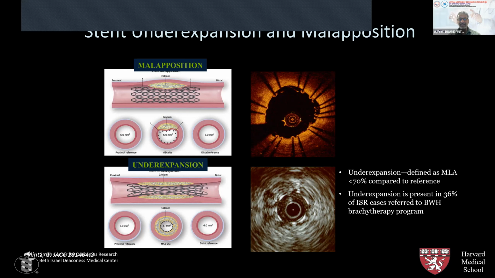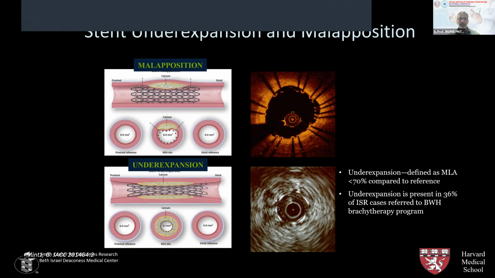This should be contrasted with stent under expansion, where you see the proximal reference is, in this instance, 6 millimeters squared, but the stent is not opened effectively. And in the center portion of the lesion, the stent is not increased, and that's defined as a minimum lumen area less than 70% compared to the reference.